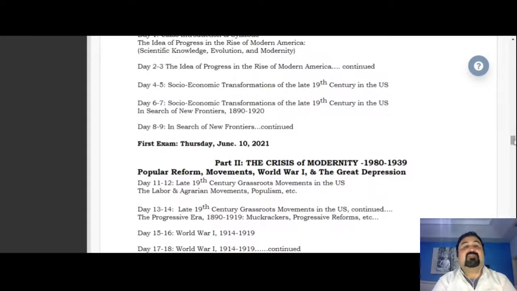By day 4 and 5, you're supposed to be already moving into the second topic of the semester, the socioeconomic transformations of the late 19th century, and so on. Again, it provides a blueprint as to what you're supposed to be doing on the specific day of the term, for you not to fall behind, not to get to the point where, man, we're gonna submit the first exam on the 10th of June and I haven't done anything.